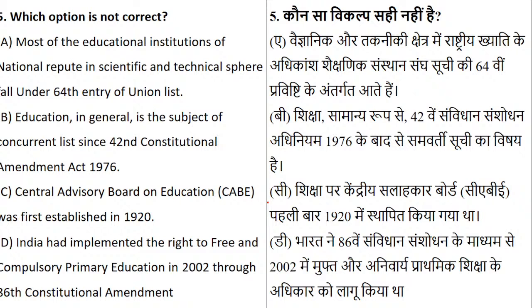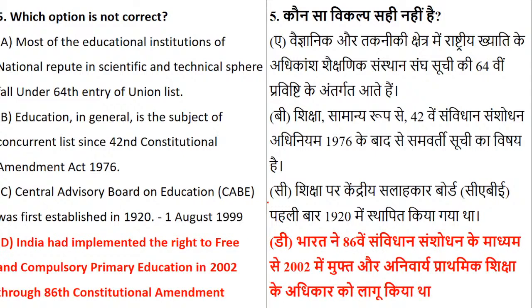Okay, now see, here I mean to say again, years it is, so I told you, be careful. We'll do the options. Now the right option, which of the following is not correct? If you see, education comes under the concurrent list. CABE was established in 1920, this is correct. Now if you see, right to free and compulsory education was brought up in the 86th constitutional amendment, but it was in the year 2009, not 2002.